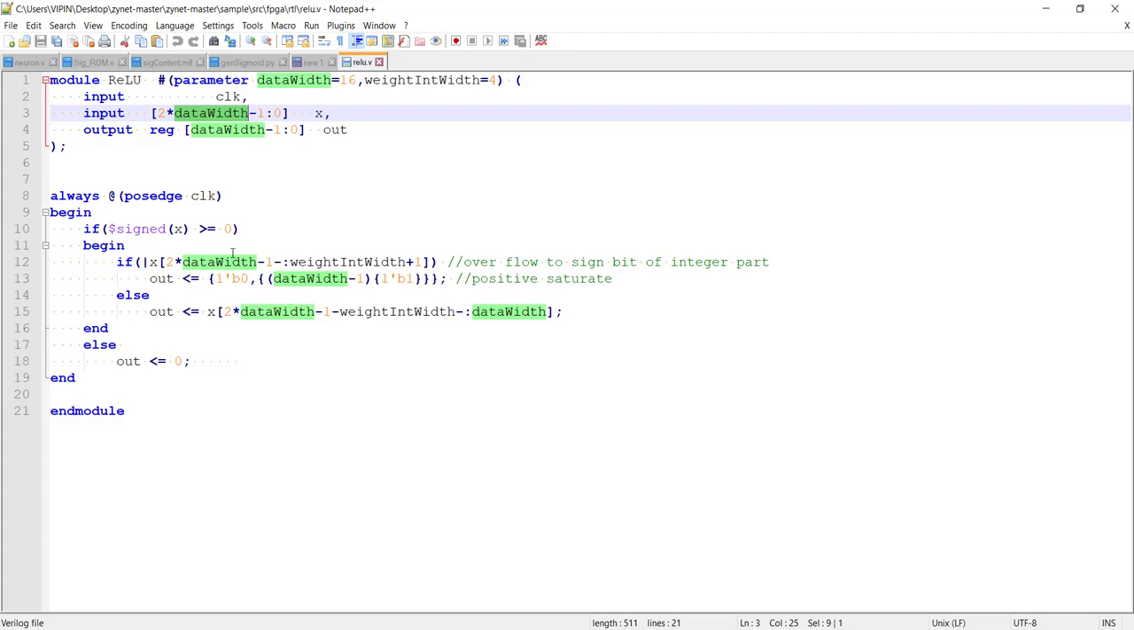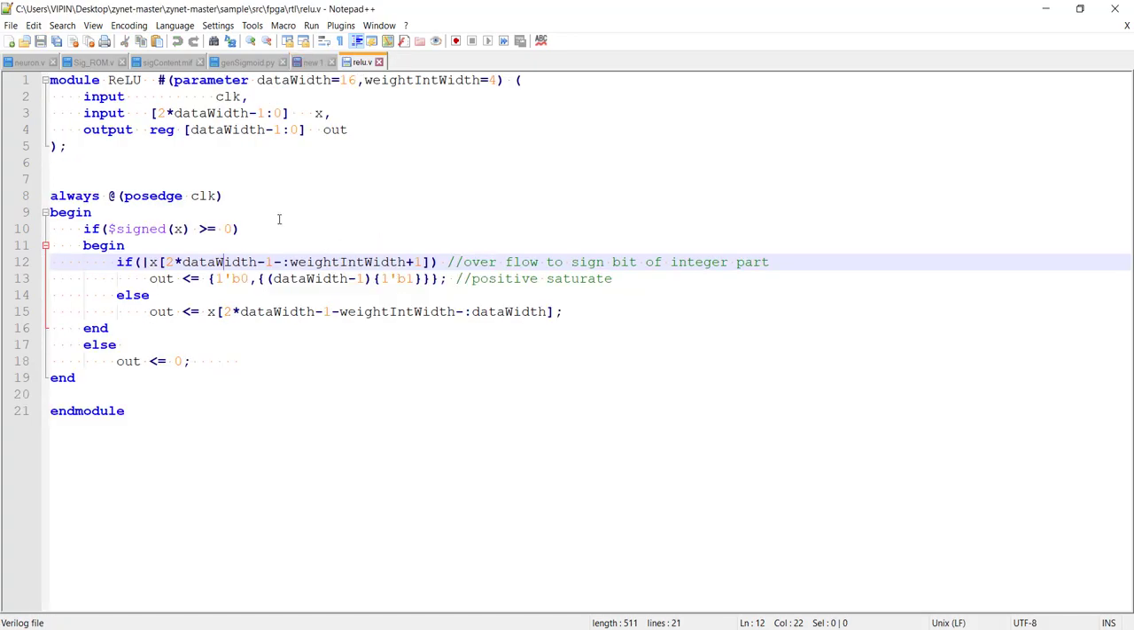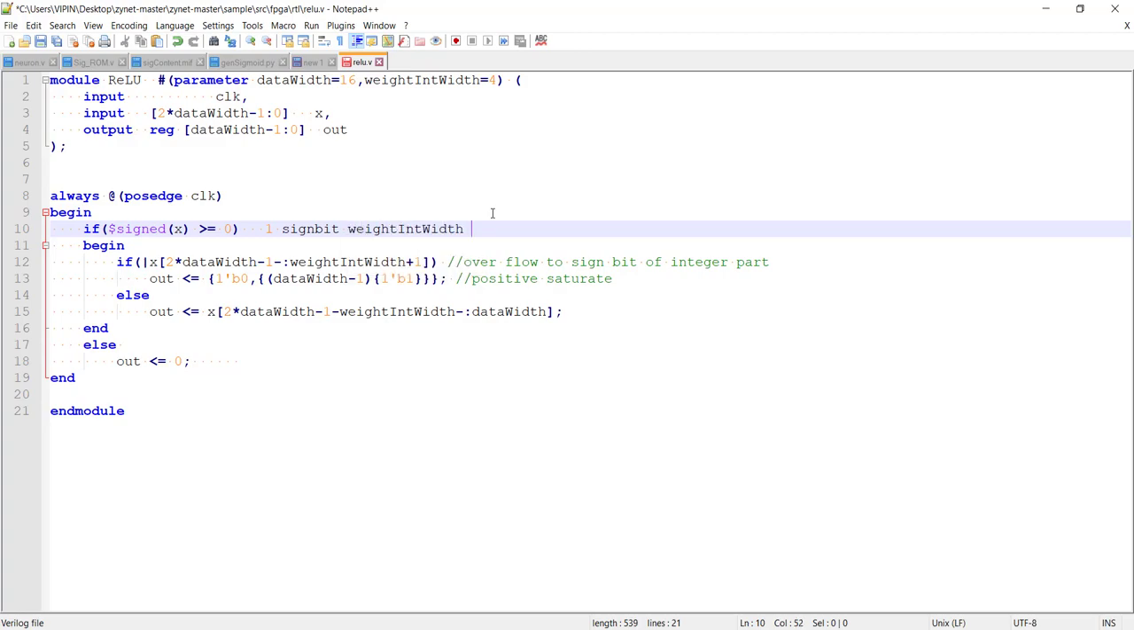So first, what we need to do is check whether any overflow is happening. This is where our initial discussion is also important. So let's see how this input, this x, will look. We have one sign bit. Then we have weight int width, which is the number of integer bits in the weight part. Then we have input int width. Then we have weight fractional.